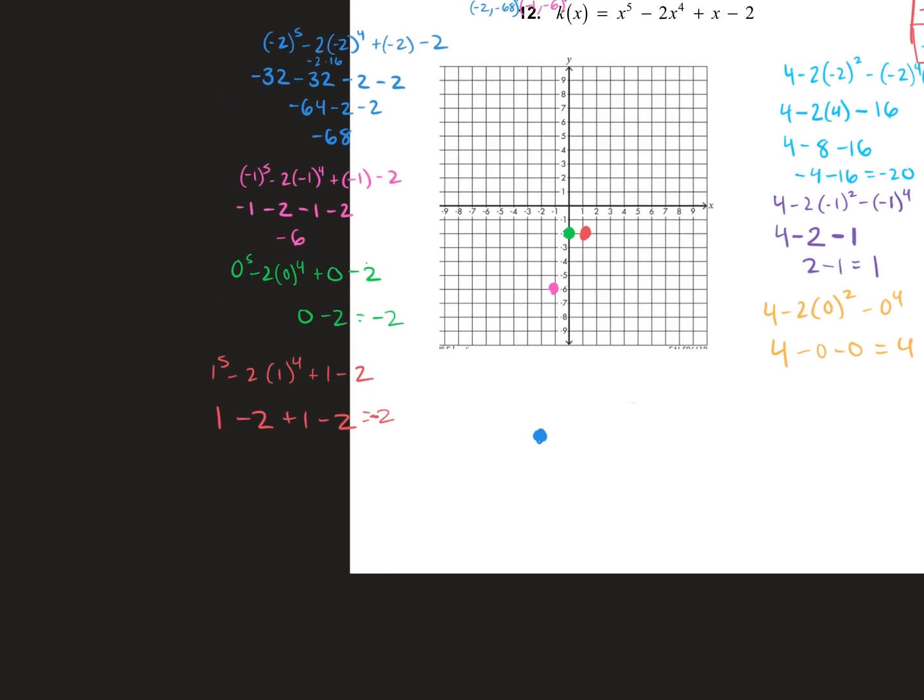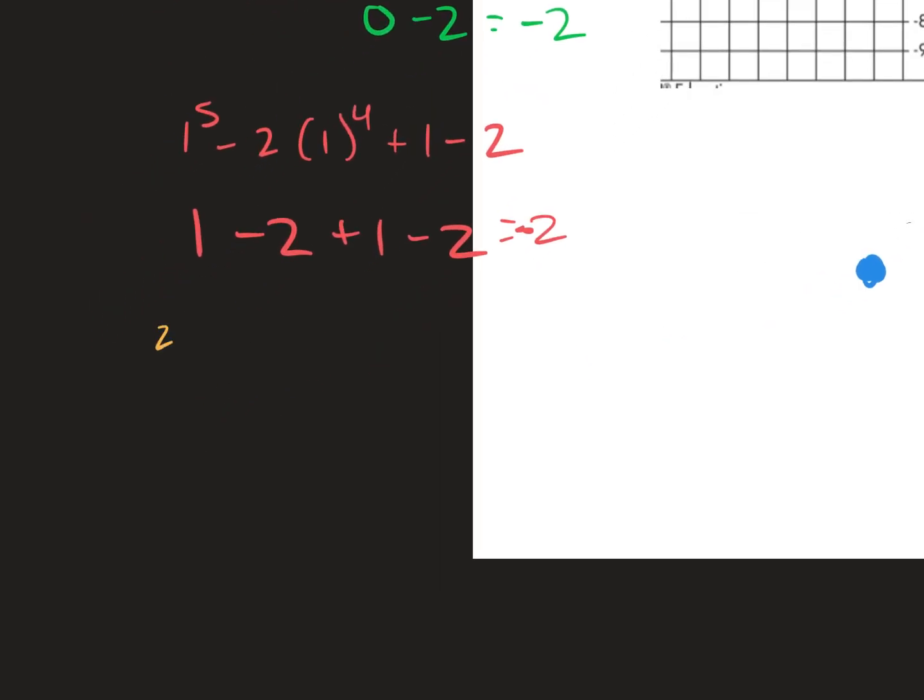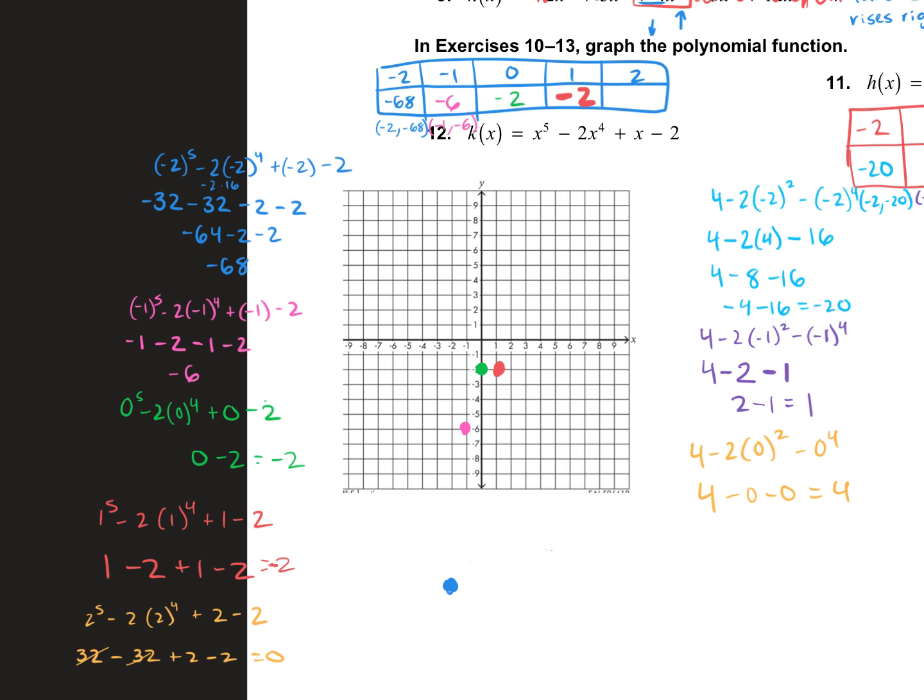And lastly, we're going to plug in 2. So 2 to the 5th power minus 2 times 2 to the 4th power plus 2 minus 2. 2 to the 5th power is 32 minus, what's 2 to the 4th power? 16. 16 times 2? 32. Plus 2 minus 2. What's 32 minus 32? 0. And 2 minus 2? 0. Oh, nice. So we plugged in 2 and got 0. So we go to the right 2, stay at 0.